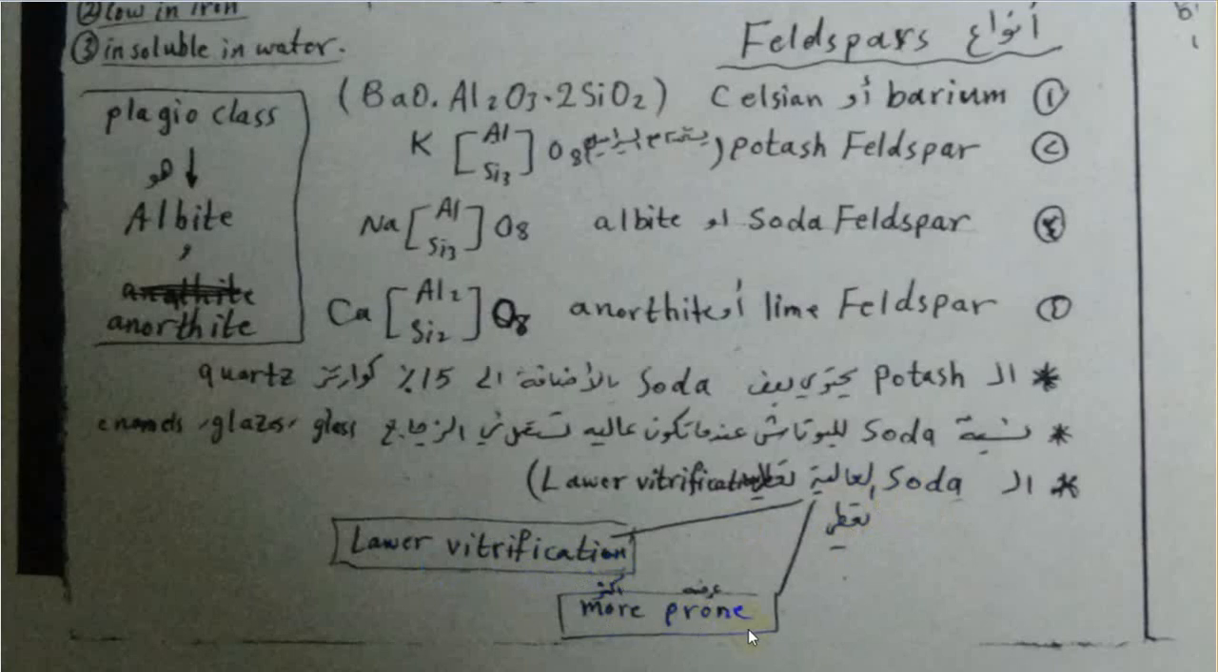More prone, which is more susceptible. A high soda content will give higher vitrification as well as more prone behavior, extreme rates of it.